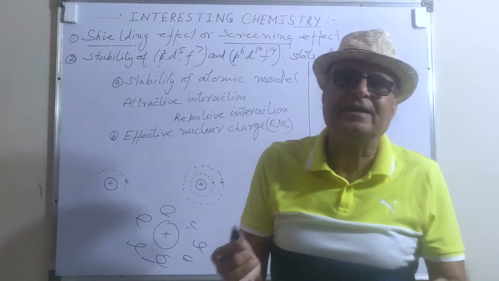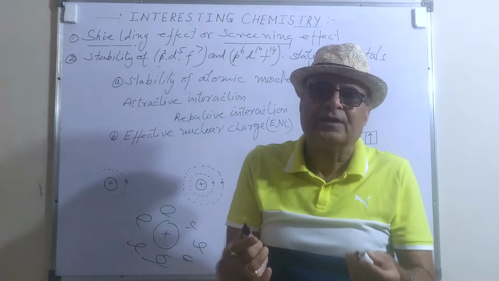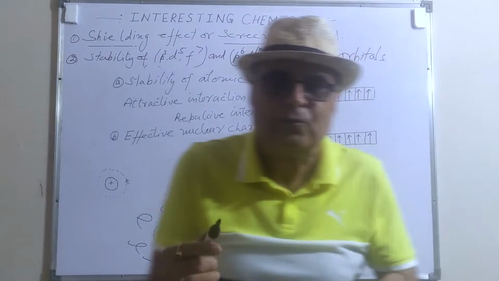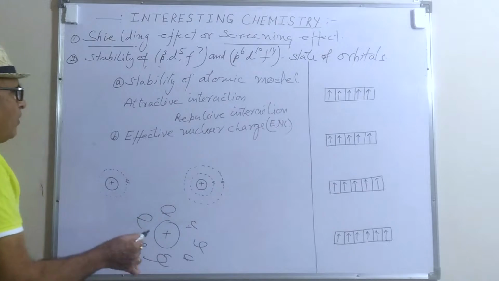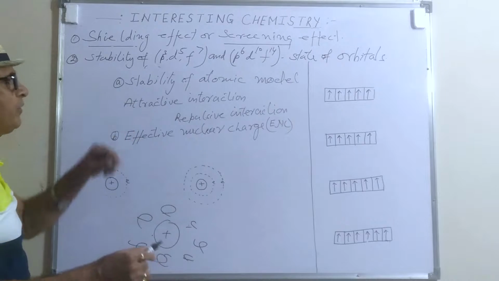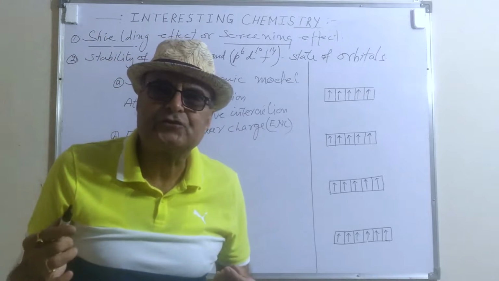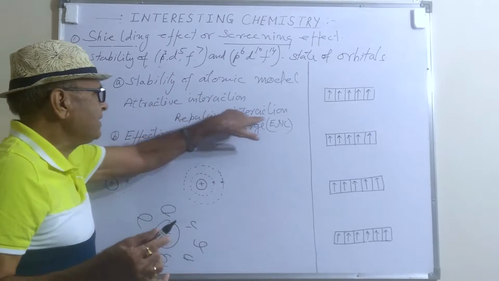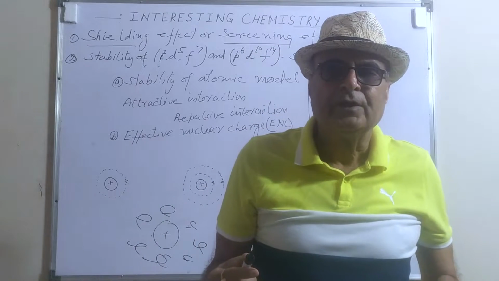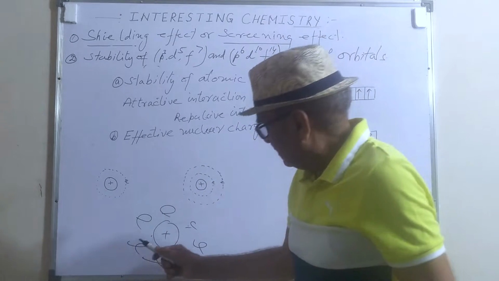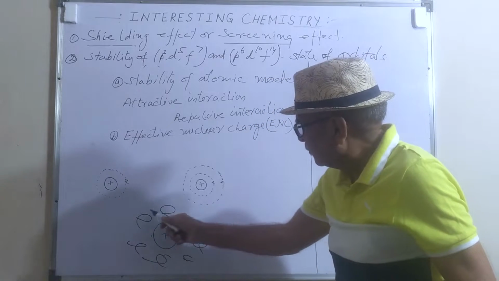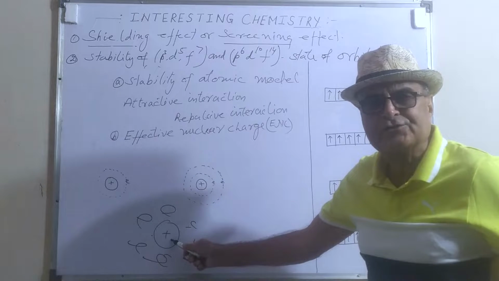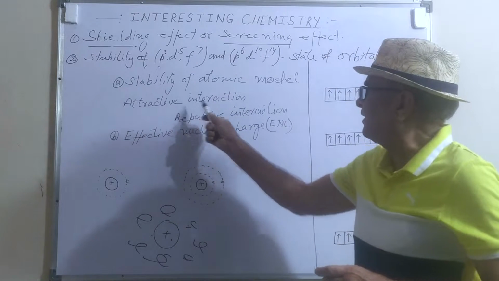So how can these electrons find stability in the atom? In an atom there are two types of interactions. One is attractive interaction and the second is repulsive interaction. All the electrons are attracted by the positively charged nucleus. So this is called the attractive interaction.